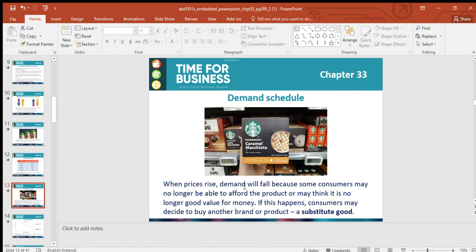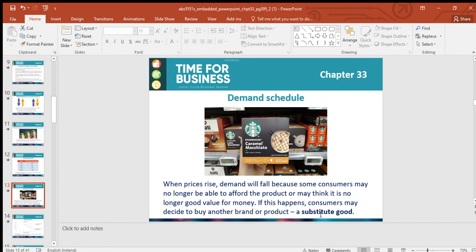And generally, as the price rises, most people will say they can't afford the product, or they think it's no longer good value for money. And what happens then? They may decide to buy another brand. So instead of buying a North Face jacket, you go out and buy a jacket from a different company. And that's called a substitute good.